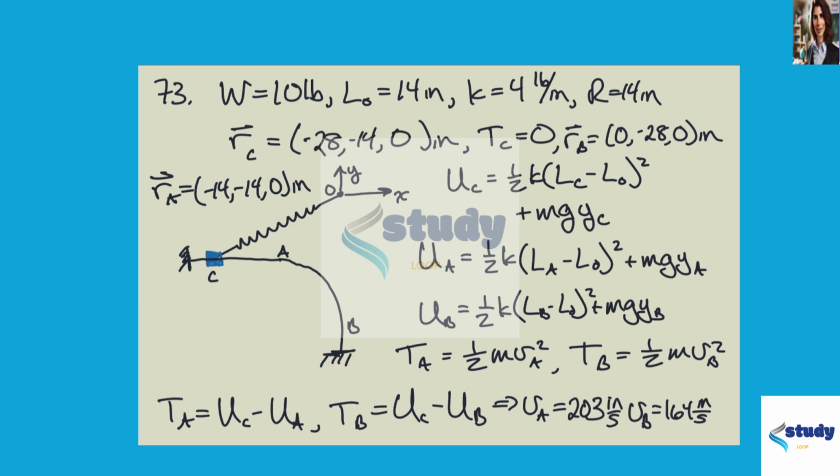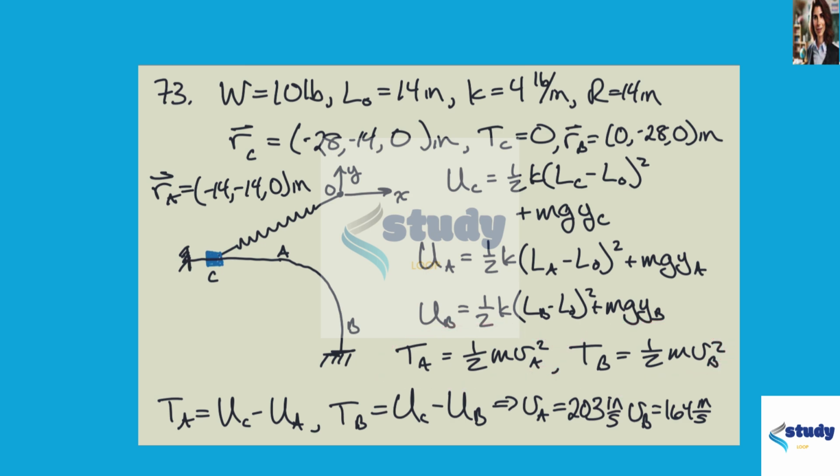Okay. So to figure out what the normal forces are, we need to figure out what the velocity is. We can do that by just using conservation of energy. So we can write the energy at C, and this is in a vertical plane, so we need to worry about the gravitational potential energy. Then we can write the potential energy at A and then at B. And we have the kinetic energy at A and at B.